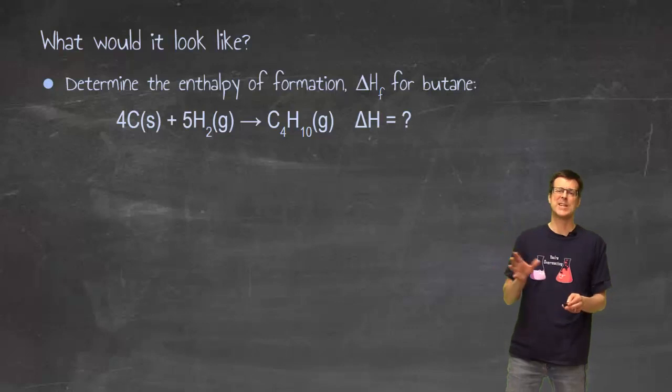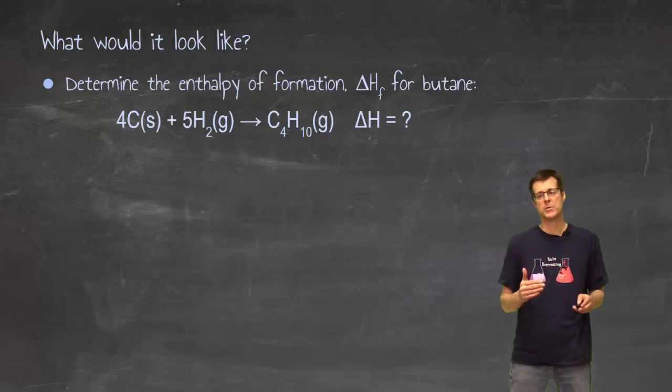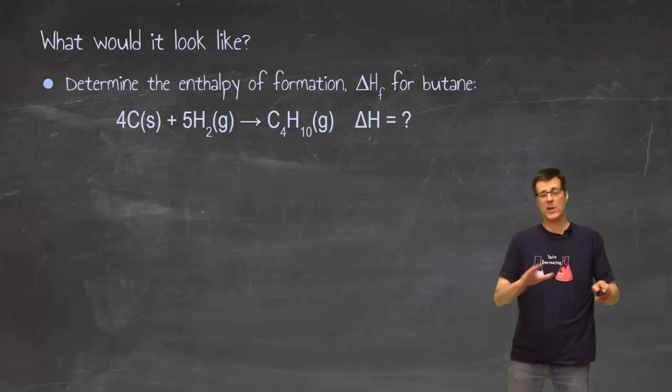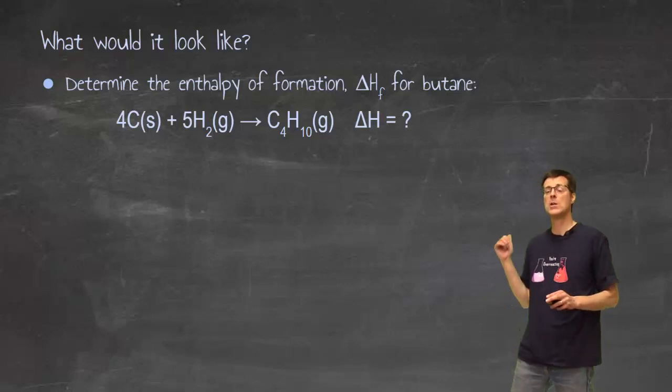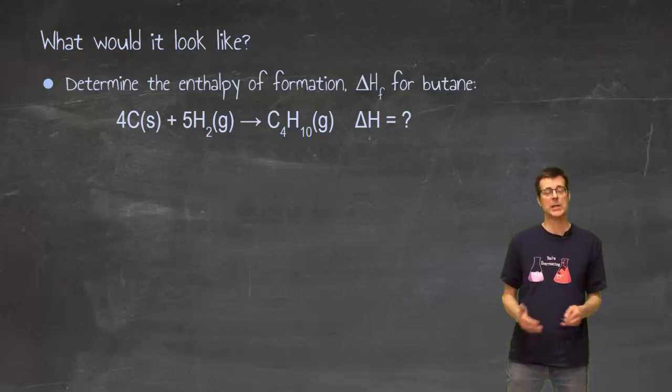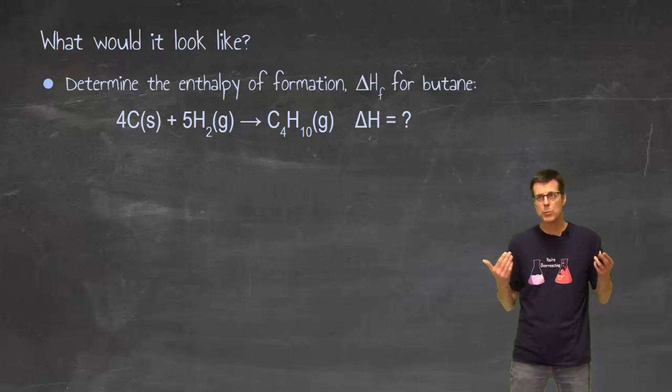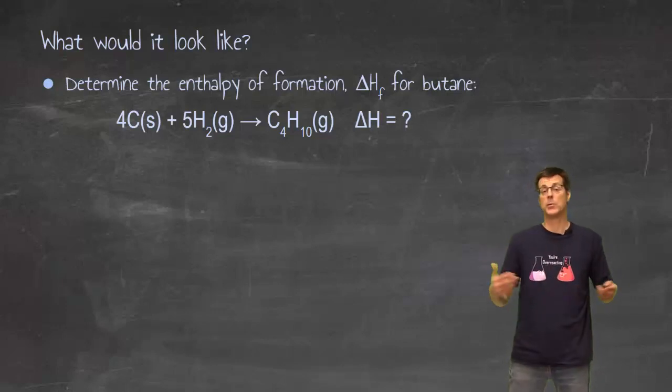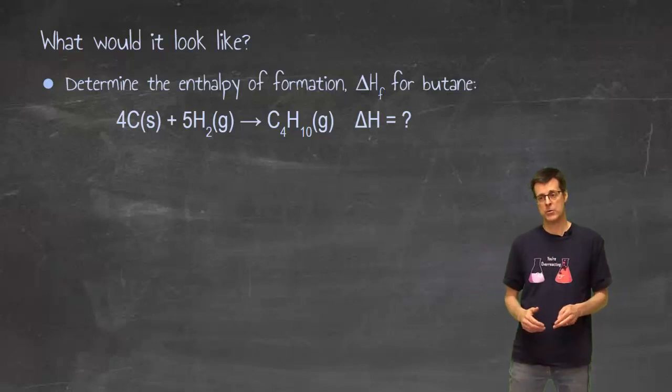But suffice to say at this point, if you were to take 4 moles of carbon and 5 moles of hydrogen gas and put them together, it doesn't matter what you do, what kind of witchcraft you attempt, you would not get C4H10 out of that. So this reaction is not realistic in terms of actually being able to do it. But on paper it looks great, which means I should be able to calculate an energy for it.